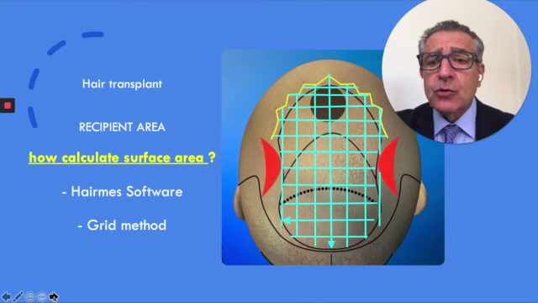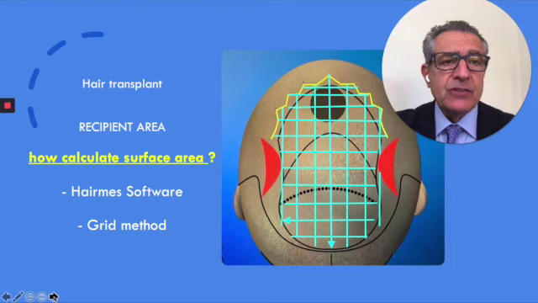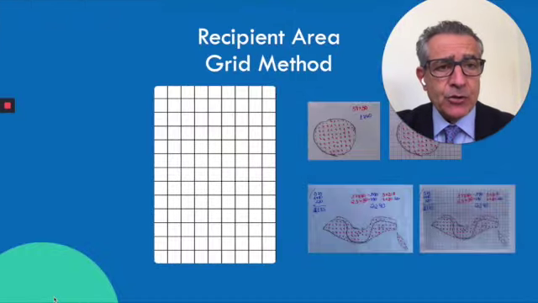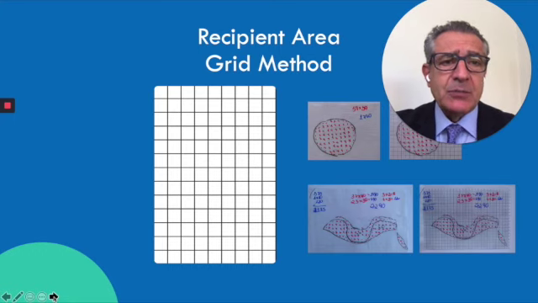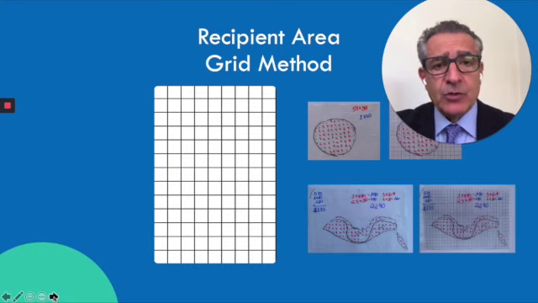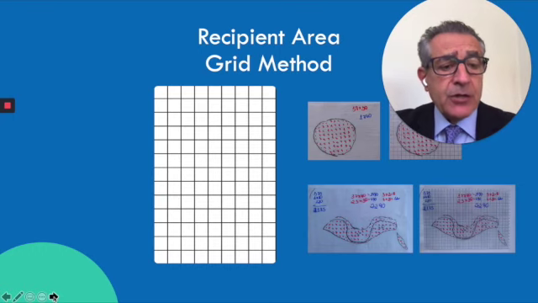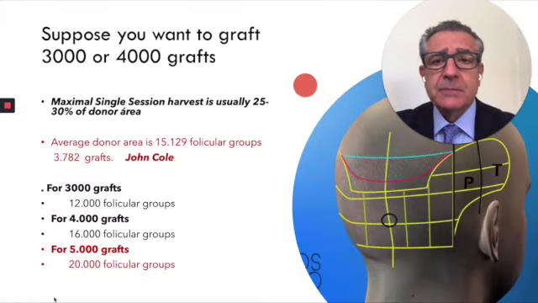Also, how to calculate surface area. You have sophisticated software, and you can also use a very simple method like a grid method, which we use in almost 100% of my patients. We use a silicone sheet, which I learned from my friend Uzur from Ankara, Turkey, and we do this all the time, and it is very, very accurate to be sure.